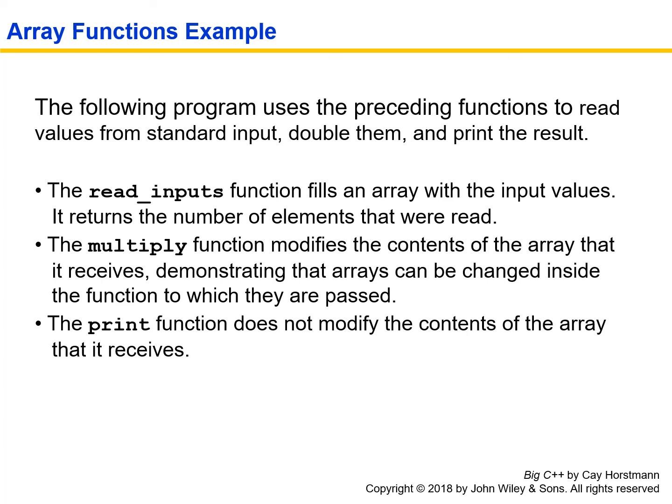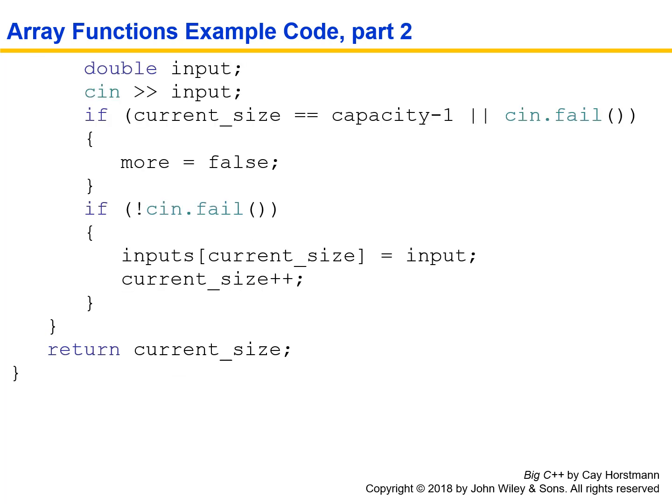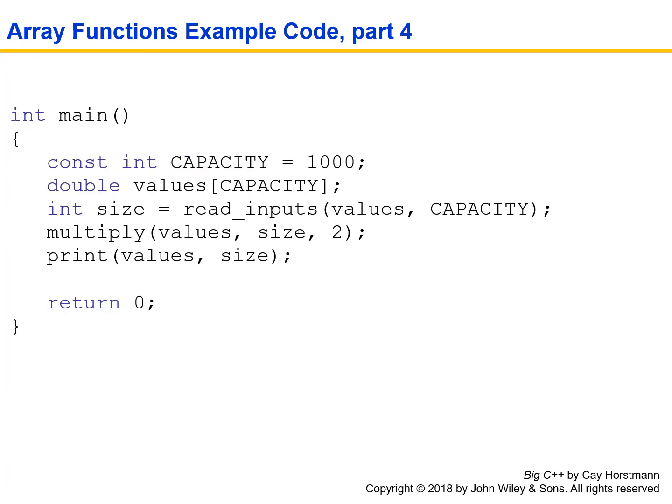Okay. The following program is going to use the read inputs, multiply, and print functions. Okay. Read inputs is going to enter values until you hit Q to quit. Then multiply is going to multiply everything by a factor. Print is just going to print them all out. Again, if I is greater than 0, we're going to print a comma to separate them. Okay, and then main just calls read inputs, then multiplies them all by 2, then prints them out.